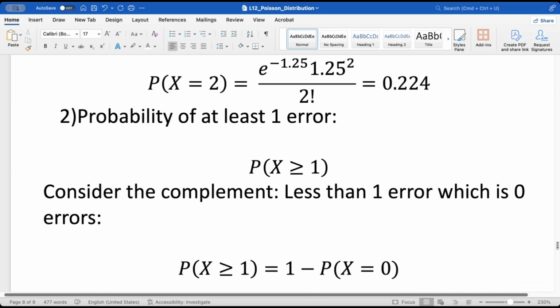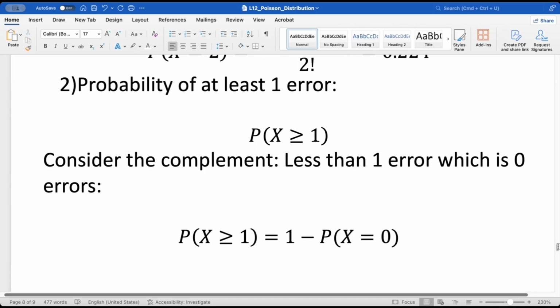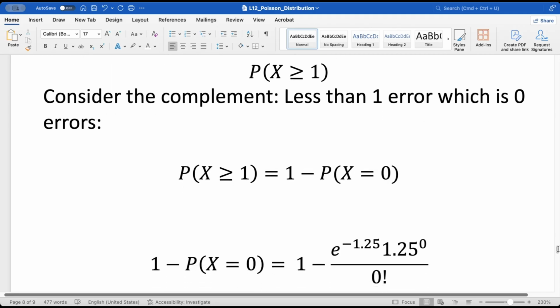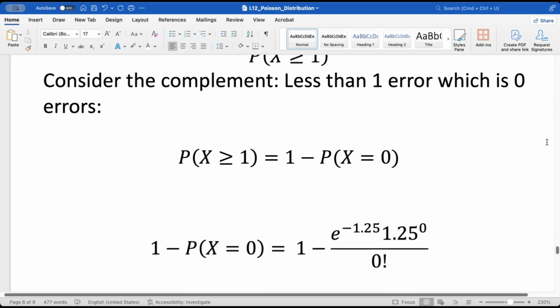So it's 1 minus the probability that x is exactly 0. No errors. So what's the probability of 0 errors? It's e to the minus lambda times lambda to the x over x factorial. And x is 0. 0 factorial is 1. So this is defined here.